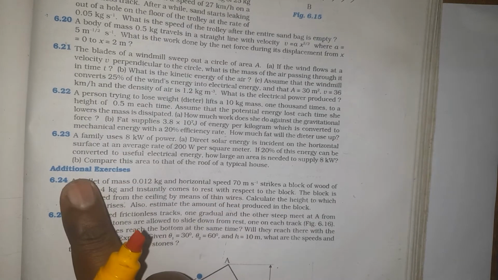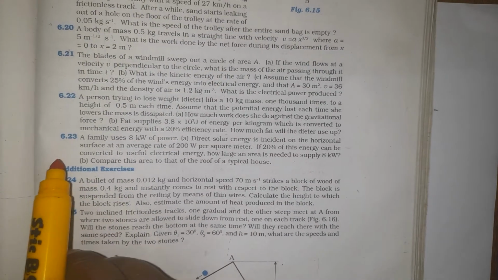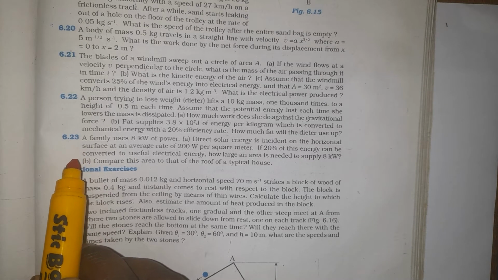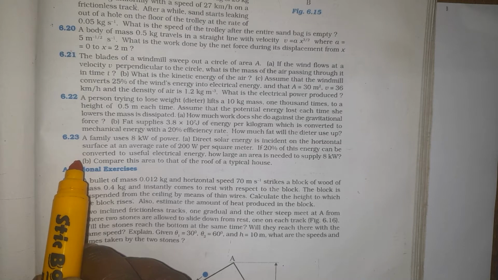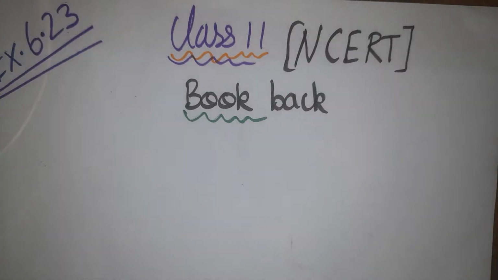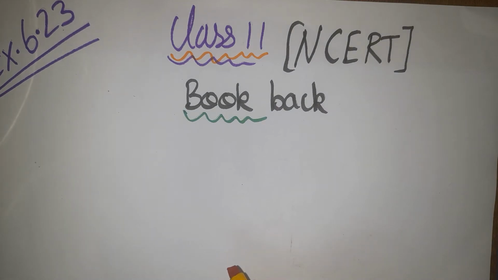Hello student, today we are going to see an NCERT example exercise problem. It's the 6th chapter, 23rd problem. It's about a solar panel problem we are going to discuss. First we will see what is the given data. It's a class 11 physics book back solution we are going to do. It's going to be the 6th chapter, and it's the 23rd problem.